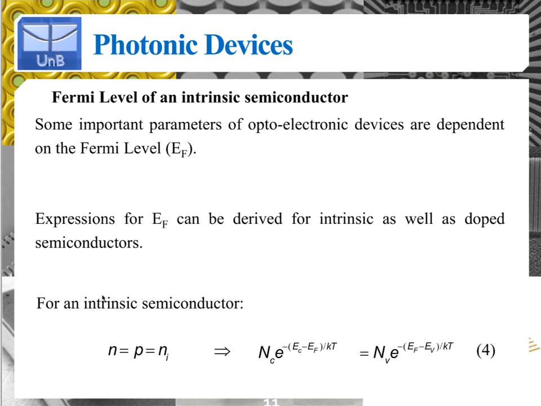So for an intrinsic semiconductor we saw that the electron carrier concentration was equal to the hole carrier concentration, which we called Ni. Both these things are equal to Ni, and this was because for every electron that rose up to the conduction band it left behind a hole, and therefore for an intrinsic semiconductor carrier concentrations for electrons and holes have to be the same.